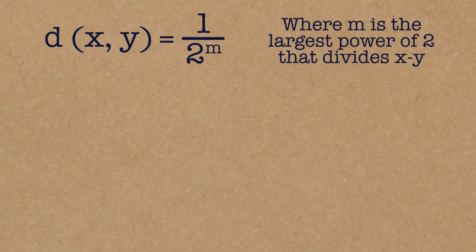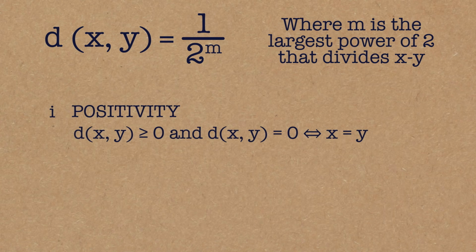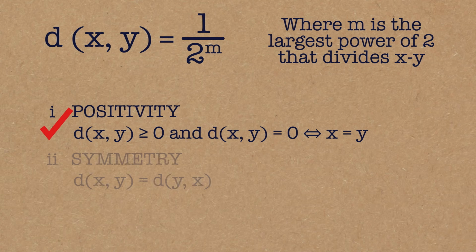1 over 2 to the m, where the m was the largest power of 2 that divides their difference. So is this positive? It's 1 over a power of 2. It's certainly a positive number. So we can say that works. We're all good.